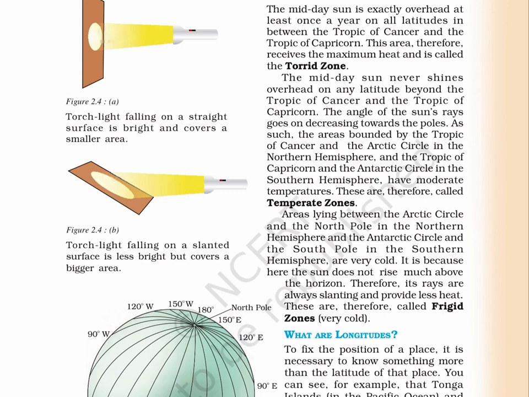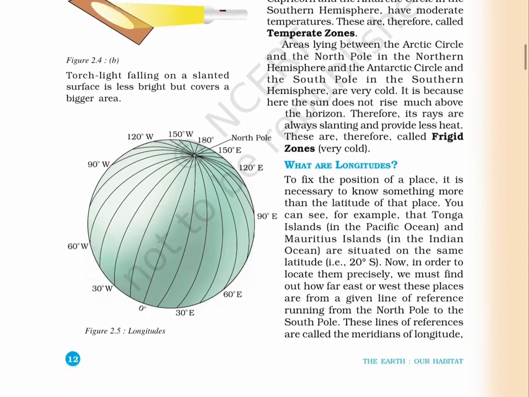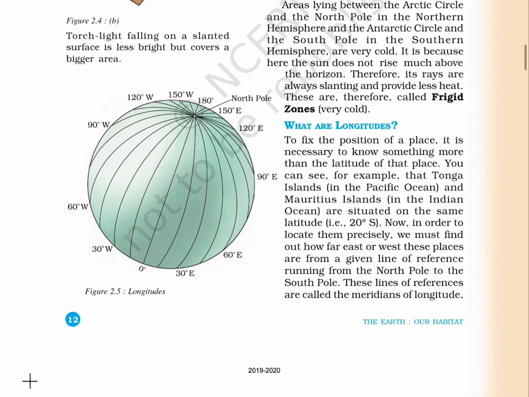What are longitudes? To fix the position of a place, it is necessary to know something more than the latitude of that place. You can see, for example, the Tonga Islands in the Pacific Ocean and Mauritius Islands in the Indian Ocean are situated on the same latitude, that is, 20 degrees south.